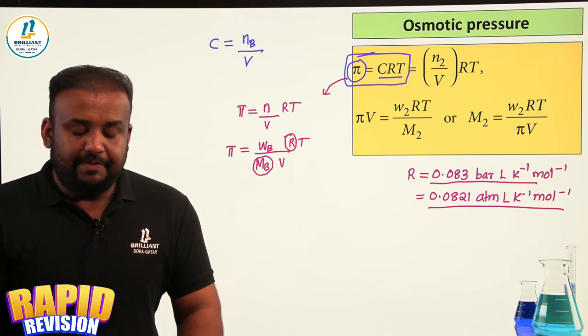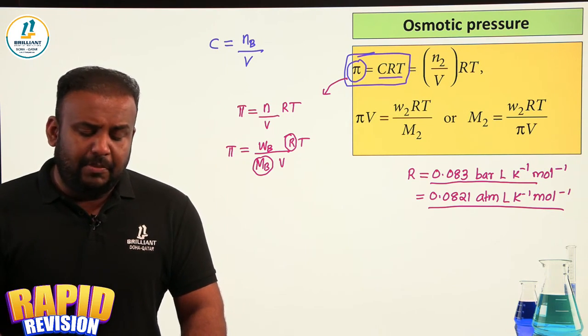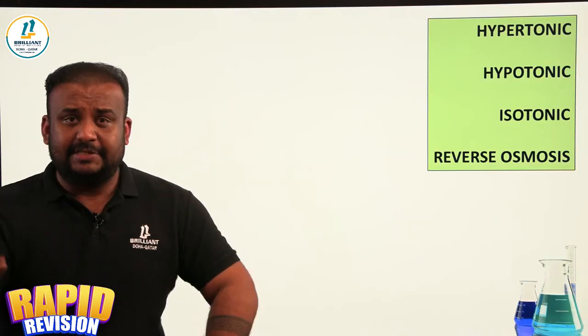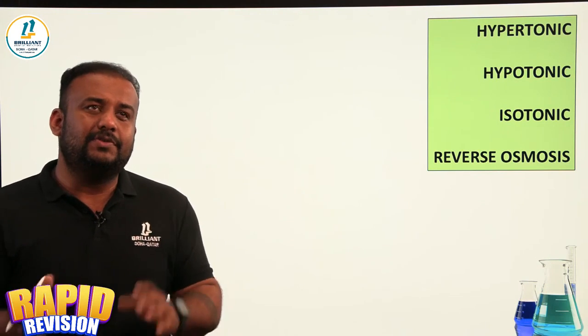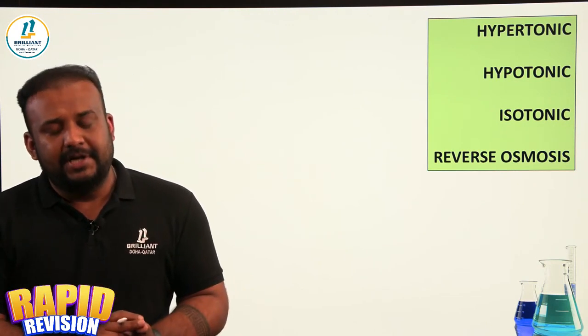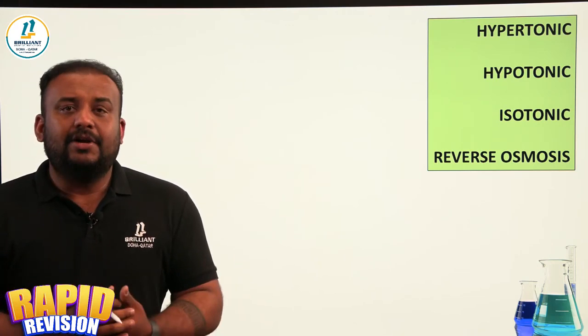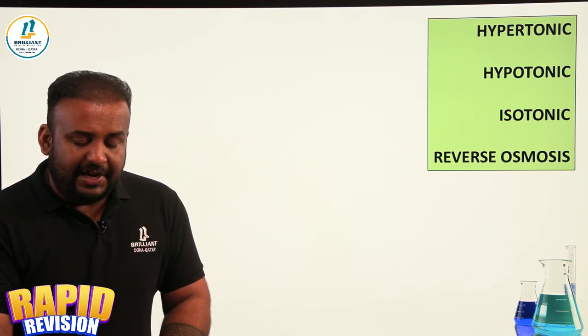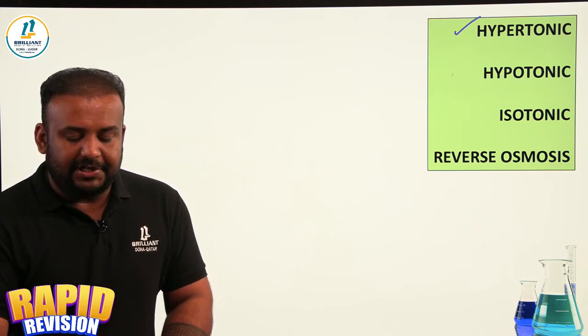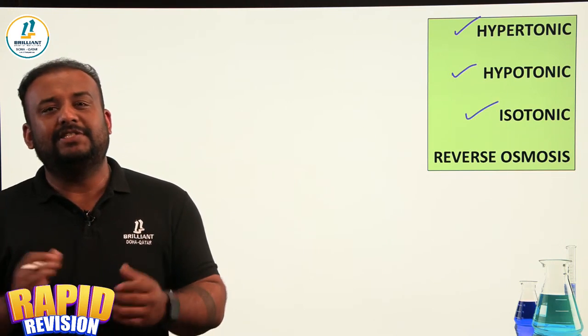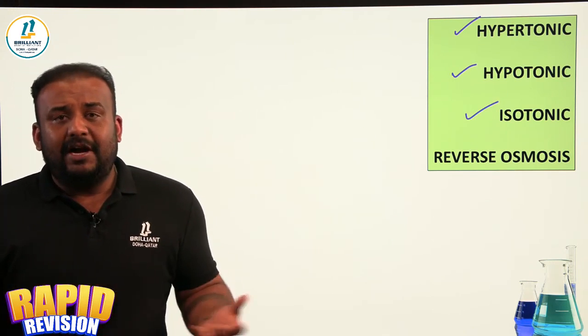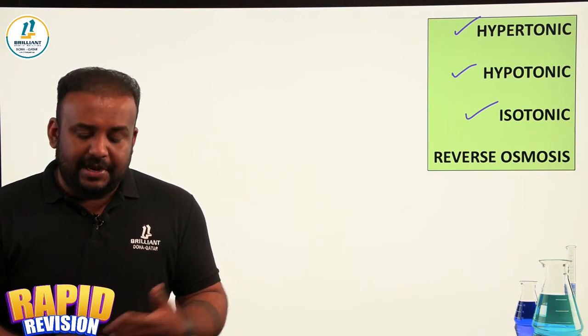So that is osmotic pressure. Now regarding osmotic pressure, more than numericals, we can expect some assertion-type questions in recent papers and also some questions in the MCQ section, especially related to the concentration terms. You have three types of solutions based on the osmotic pressure: hypertonic, hypotonic, isotonic. Biology students have already learned about this in bio.